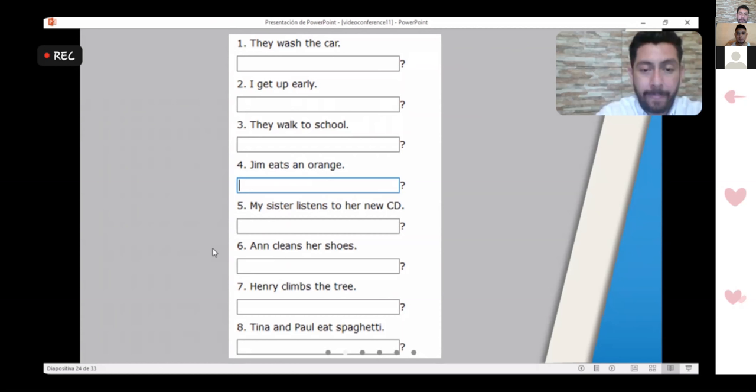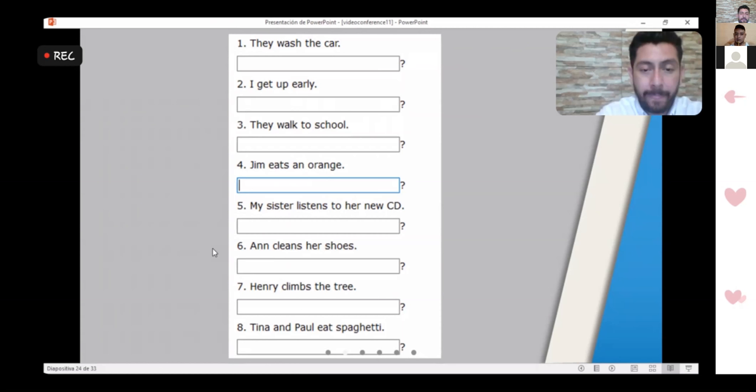Muy bonito. What does she clean? ¿Qué es clean? Clean es limpiar. ¿Qué limpia ella? Los zapatos. Sus zapatos, ajá. Y la otra que dice abajo, clean o climbs. Climbs es trepar.